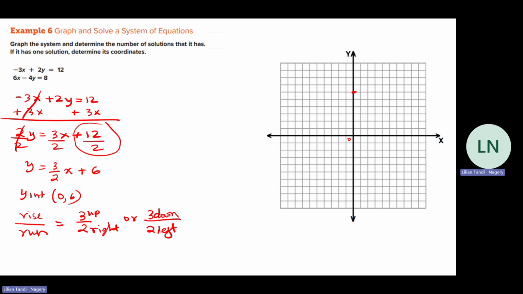And then I use my rise over run. 3 up, 1, 2, 3, and 2 right. Okay. Then from here I can do 2 left, 3 down. 2 left, 3 down, 2 left, 3 down, 2 left, 3 down. Okay, and then with my marker, I go like this.